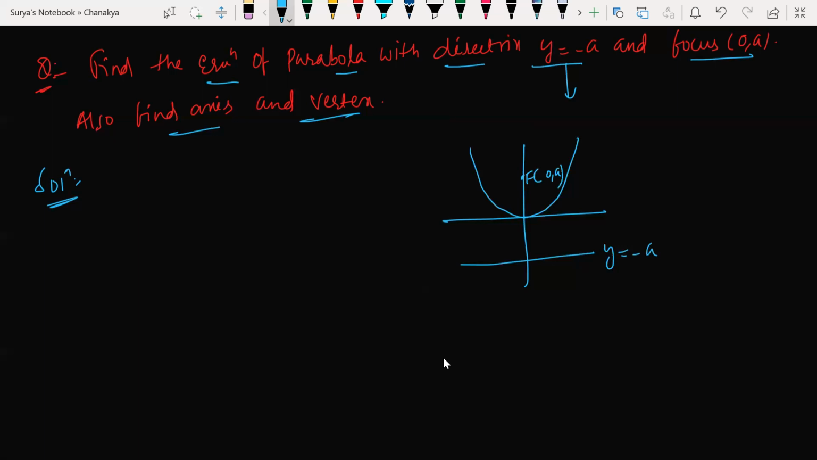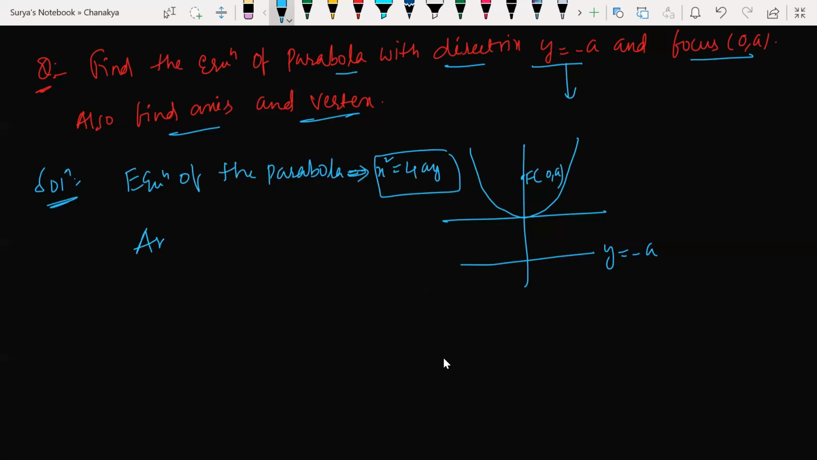Perfect. Then beta, for this type of parabola, what is the equation? Find the equation of the parabola, it is saying. What is the equation of this parabola? Tell me. Upward parabola. x square is equal to 4ay, or not? x square equal to 4ay is the equation.